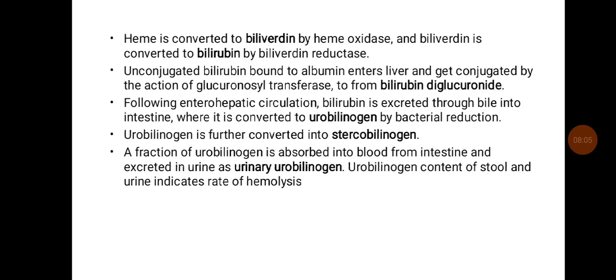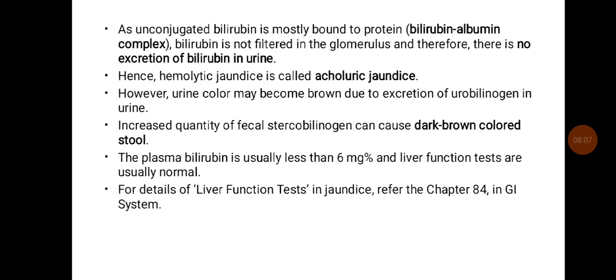As unconjugated bilirubin is mostly bound to protein as a bilirubin-albumin complex, bilirubin is not filtered in the glomerulus and therefore there is no excretion of bilirubin in urine. Hence, hemolytic jaundice is called acholuric jaundice. Bilirubin is not excreted in the urine. However, urine color may become brown due to the excretion of urobilinogen in urine. Increased quantity of fecal stercobilinogen can cause dark brown colored stool. The plasma bilirubin is usually less than 6 milligram percent and liver function tests are usually normal.